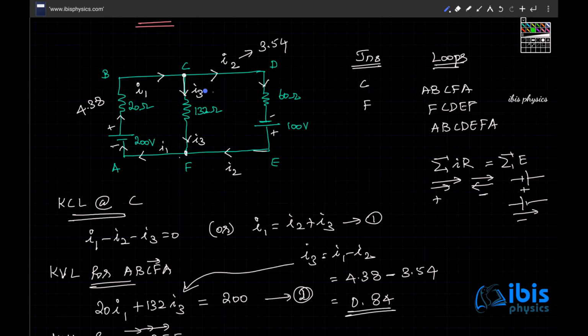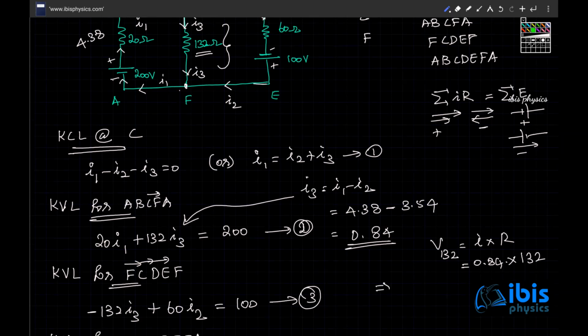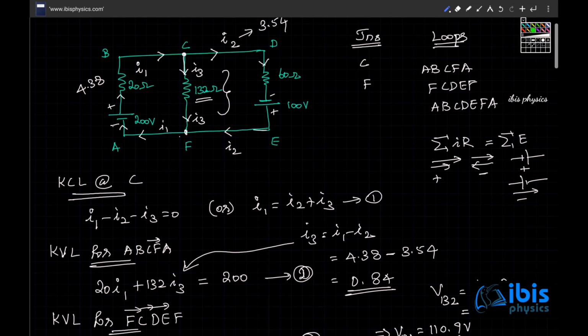Then what is the potential drop across the 132 ohm? The current through the 132 ohm is 0.84. The potential drop across 132 is current into resistance, that is 0.84 into 132. So if you calculate 0.84 into 132, that will be roughly V132 equal to 110.9 volt. So like that we can use Kirchhoff's law to solve complicated circuits.